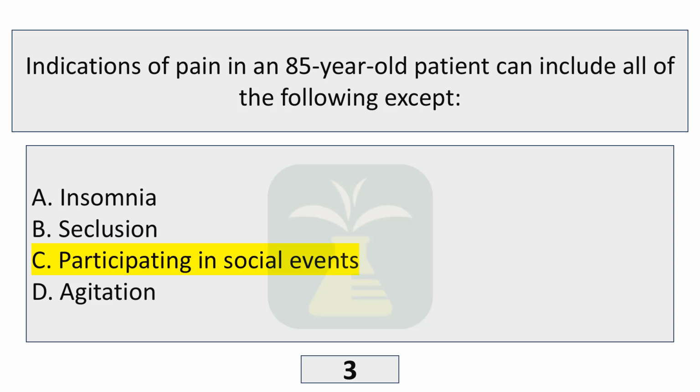Correct answer, C. Participating in social events. Pain often leads to withdrawal from social activities, insomnia, and agitation. Participation in social events is not a pain indicator.